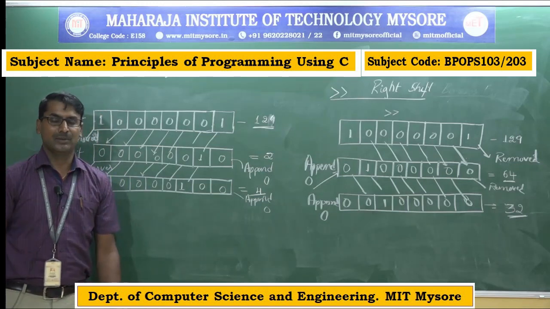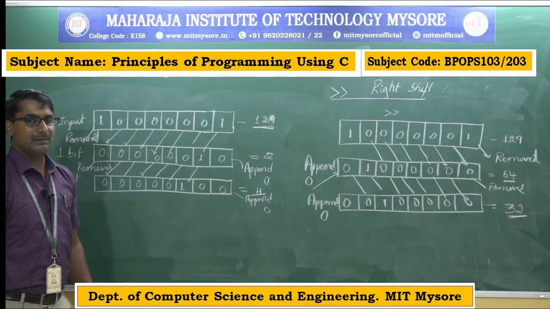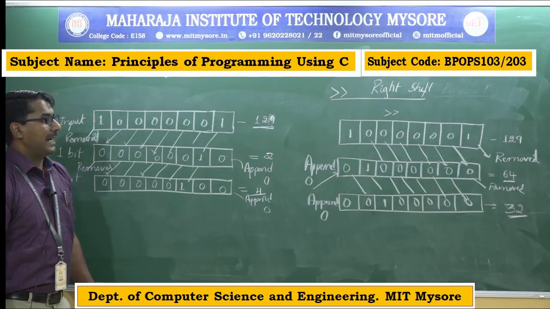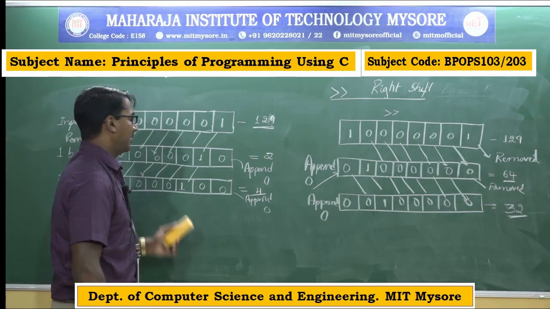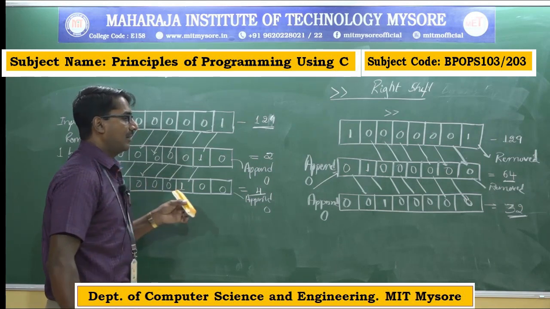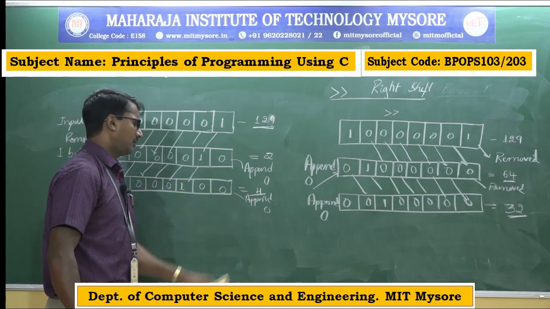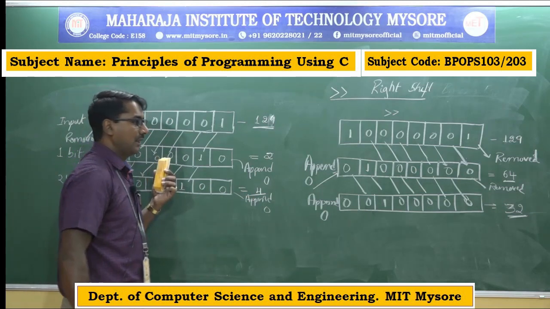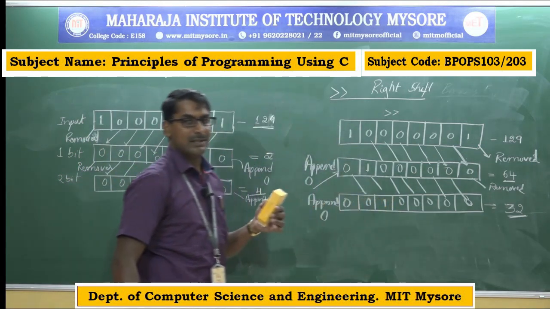So the bitwise operator is mainly used for manipulating the operand value at bit level, meaning binary level. So here we use 5 different operators: bitwise AND, bitwise OR, bitwise XOR, left shift and right shift operator. In the left shift operator, the bit value will be shifted towards the left. In the right shift, the value is shifted towards the right. In the left shift operation, the rightmost bit will be appended with 0 and the leftmost bit will be removed. In the right shift operation, the rightmost bit will be removed and the leftmost bit will be appended with 0.